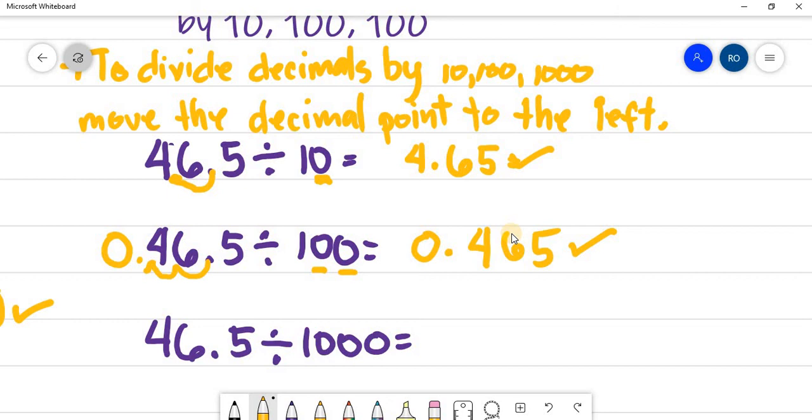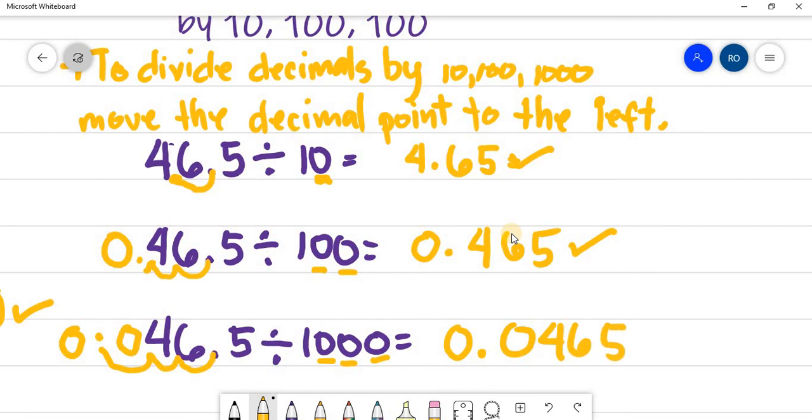Now, what if we divide 46.5 by 1000? Again, let's move the decimal point to the left. Since 1000 has 3 zeros, we move the decimal point of 46.5 thrice. 1, 2, and 3. There's a 0 here, and before 0 is a decimal point. Of course, we add another 0. So our answer is 0.0465, or 465 ten thousandths.